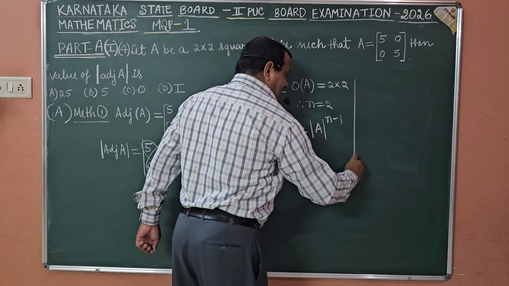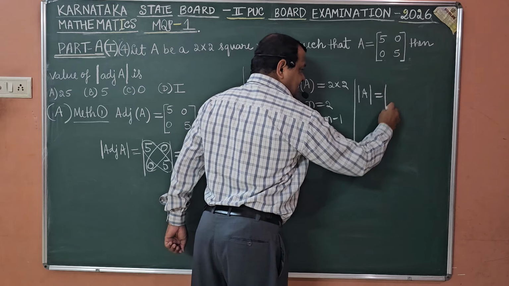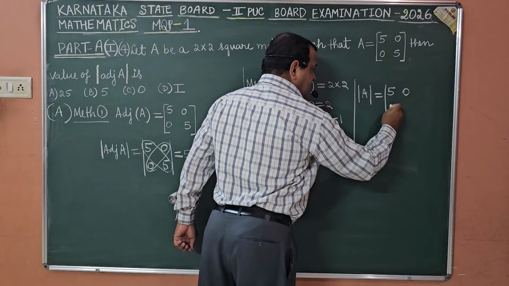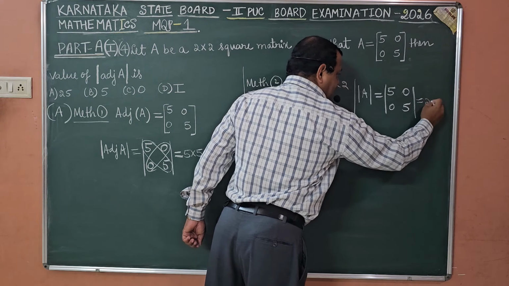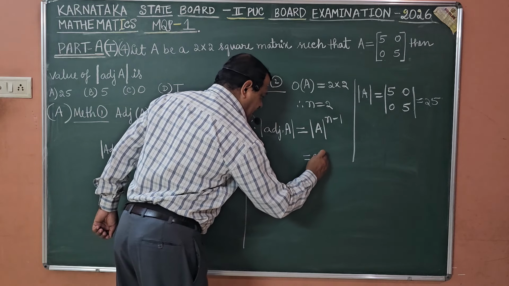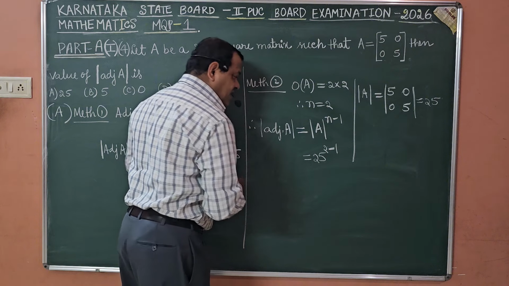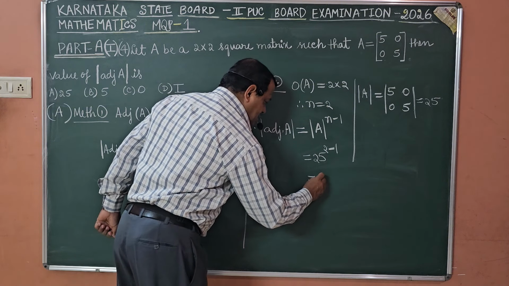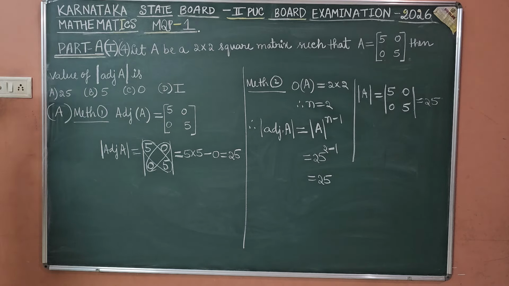On this side, I calculate determinant A first. Determinant of A is the determinant of 5, 0, 0, 5, which is as before 25. So determinant A is 25, power n minus 1, that is 2 minus 1. Hence, the answer is 25 itself. Kindly go through the solution.